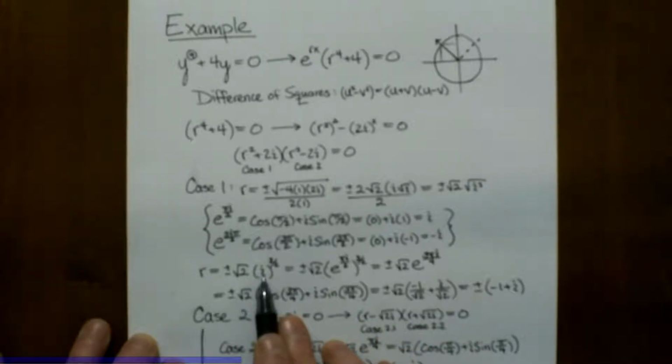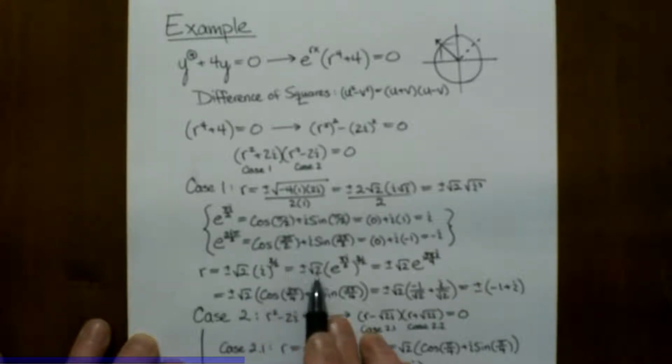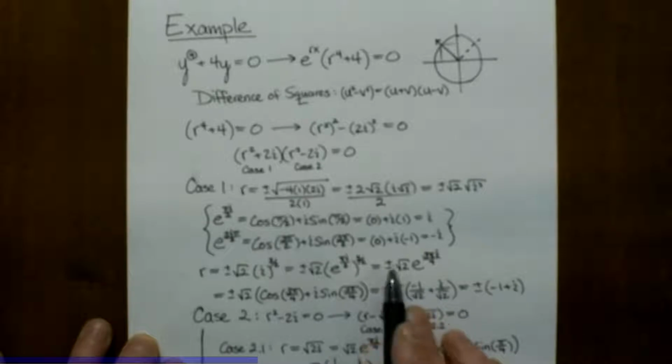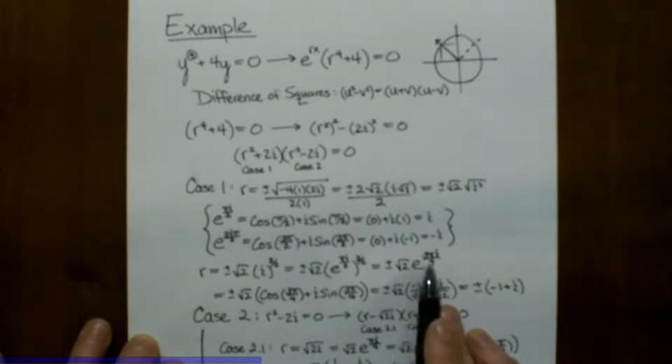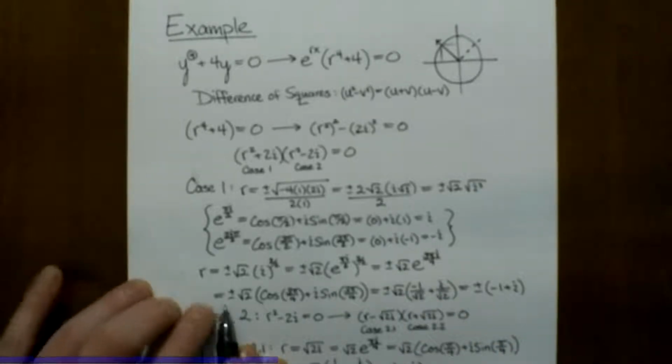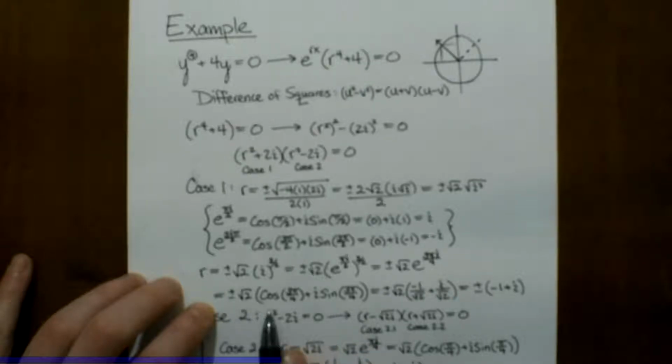Imposing the Euler identity for i, this then becomes plus or minus the square root of 2 times e to the pi i over 2 raised to the 3/2 power. And if we combine the exponents here, this then becomes plus or minus the square root of 2 e to the 3 pi i over 4. Now we can use Euler's identity on this exponential term and get this into trig functions. So let's do that. This is then plus or minus the square root of 2 times the cosine of 3 pi over 4 plus i times the sine of 3 pi over 4.